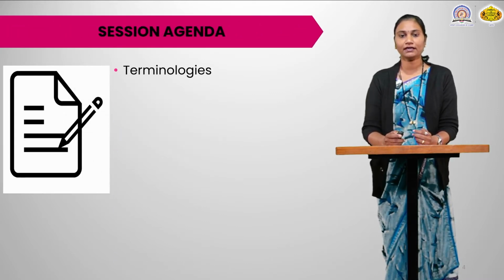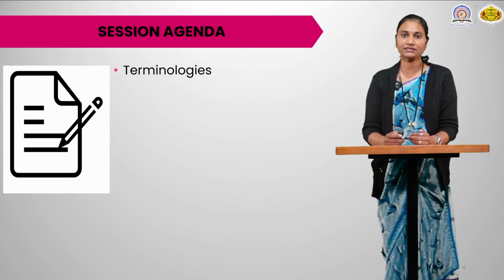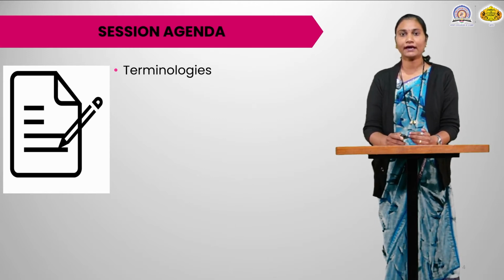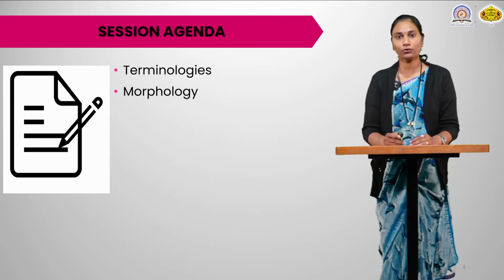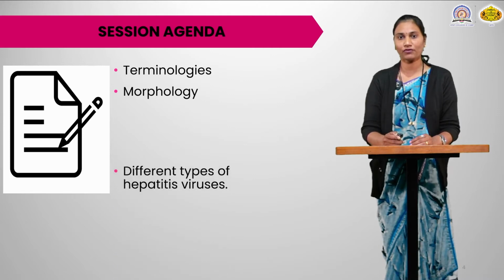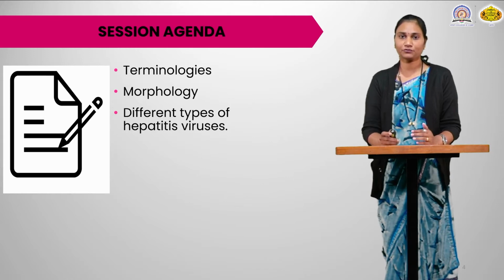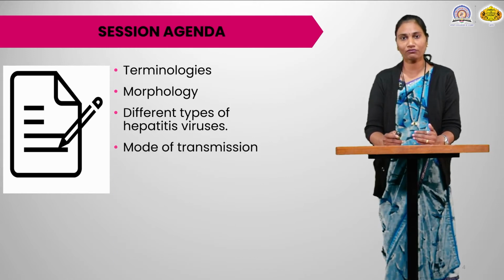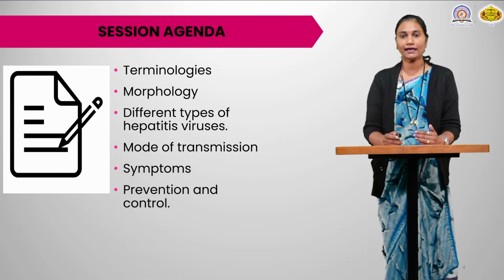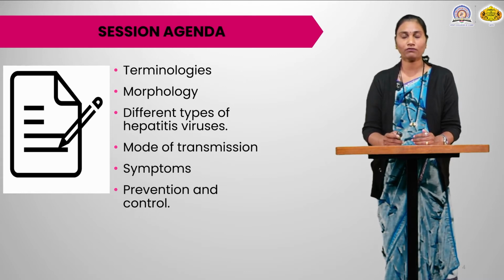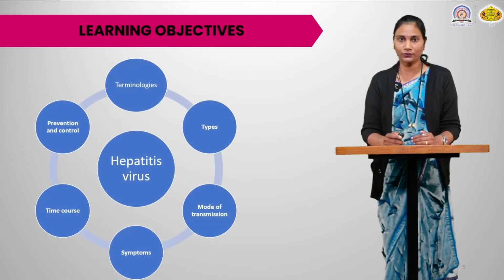Today's session agenda is firstly talking about hepatitis A virus, but before that we are going to discuss some of the important terminologies concerned with hepatitis viruses or infections associated with the liver. Then we are going to move on to the morphological characteristics of hepatitis A virus. Then we are going to see the differences between different types of hepatitis virus, followed by the mode of transmission of the virus, symptoms associated with hepatitis A infection, and lastly the prevention and control of hepatitis A infections. So these are the learning objectives for today's lecture.